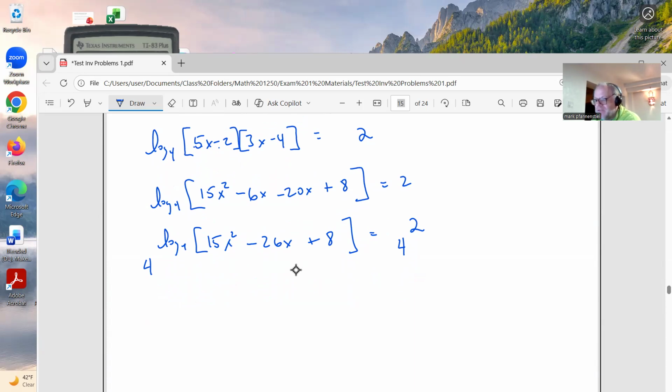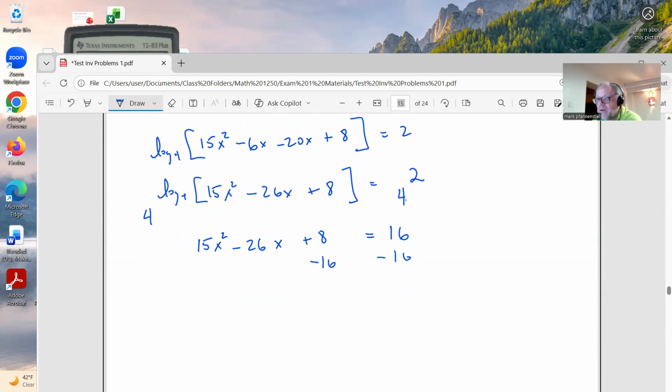So this cancels out. We have 15x squared minus 26x plus 8. Just got rid of the log equals. Here is the place where if you're going to make a mistake, it's right here. 4 squared. It's not 4 times 2, it's 4 squared. That's 16. All right. And we're going to go ahead and subtract 16 from both sides because we want to get a 0 on one side. So we have 15x squared minus 26x minus 8, I believe, is equal to 0.